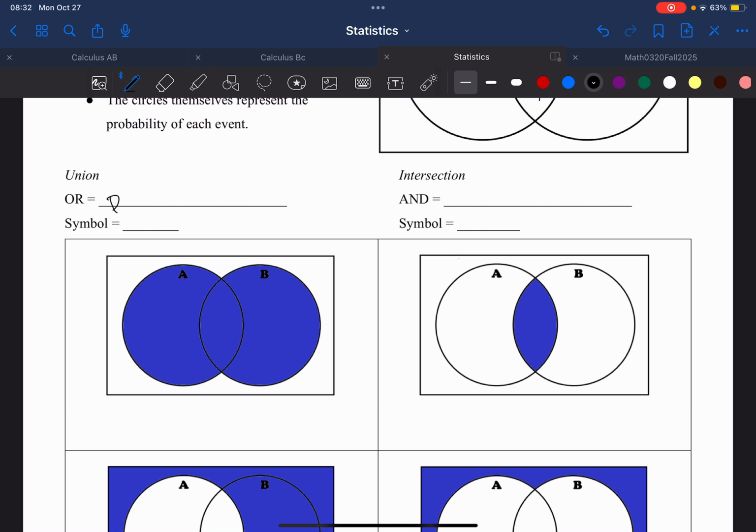So the probability that either occur, and the symbol is a U. Intersection is the probability that they both occur together. And the symbol looks like an N, or an upside down union.